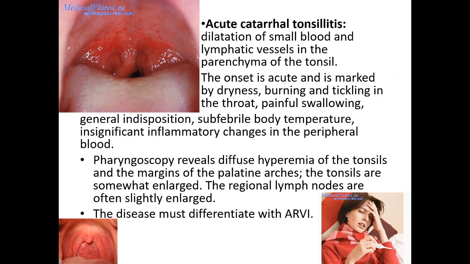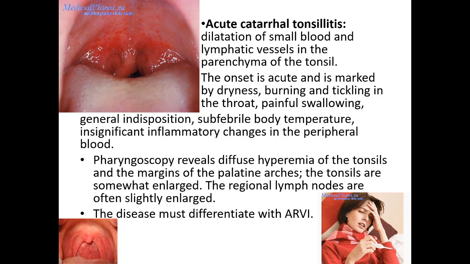Acute catarrhal tonsillitis. Dilatation of small blood and lymphatic vessels in the parenchyma of the tonsils. The onset is acute and is marked by dryness, burning, and tickling in the throat, painful swallowing, general indisposition, subfebrile body temperature, and insignificant inflammatory changes in the peripheral blood.